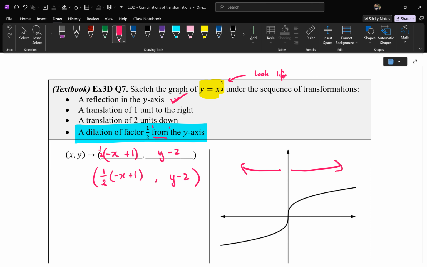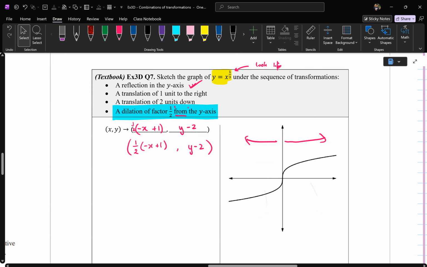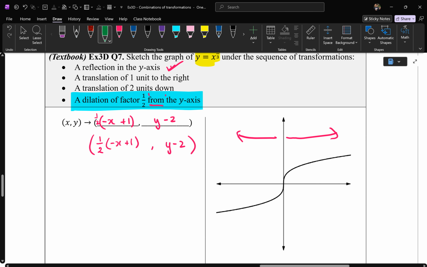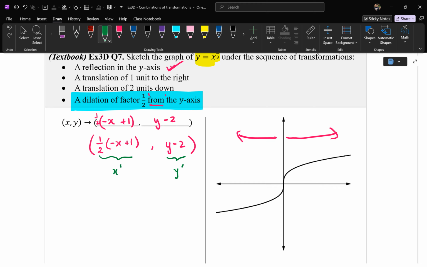So overall, technically, you're moving to the right by half at the end of the day. All right, so how do you find the equation? Same thing. Does it ask for the equation? No, it doesn't. But if you were to find the equation, this is x dash, this is y dash. Here we go, we do it again. X dash is equal to half times negative x plus 1. Rearrange it, so you get 2x dash is equal to negative x plus 1. And original x will equal negative 2x dash plus 1.